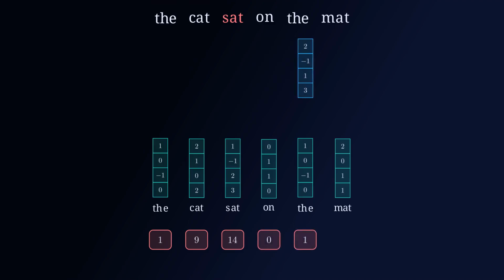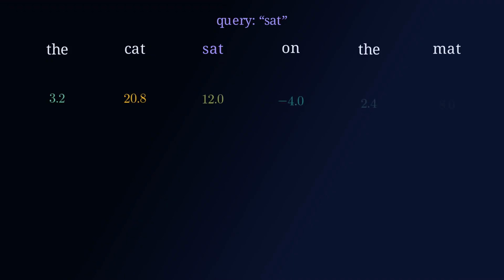Each comparison produces 1 raw score. Notice something satisfying. The query for "sat" lands a high score against "cat" because the model has learned that a verb wants its subject. It scores low against filler words like "the." The dot products are already sniffing out relationships, but raw dot products have a problem.